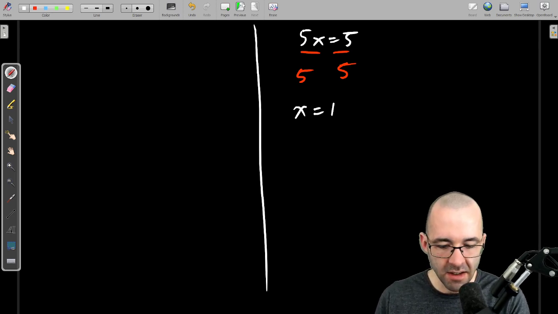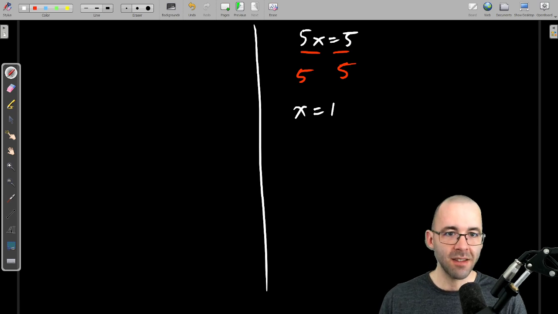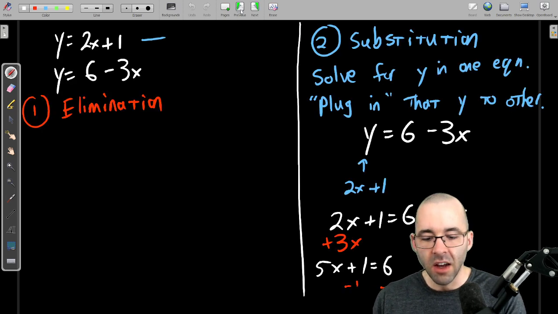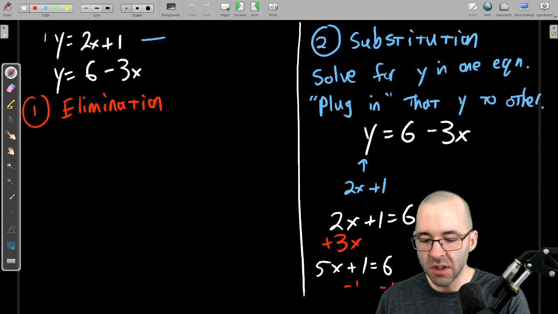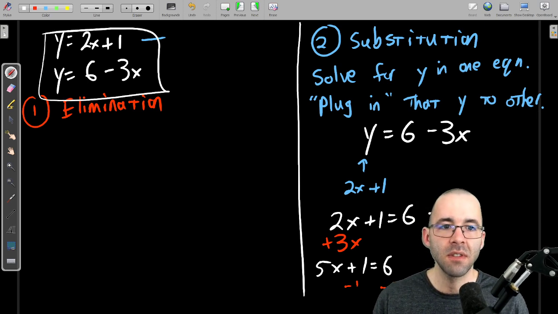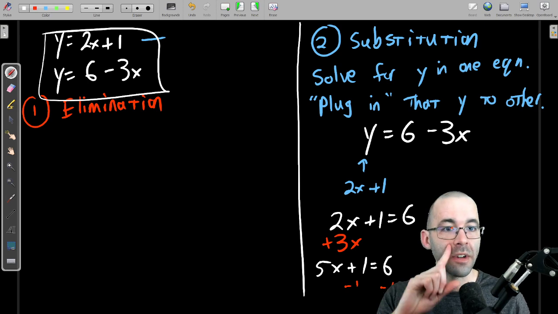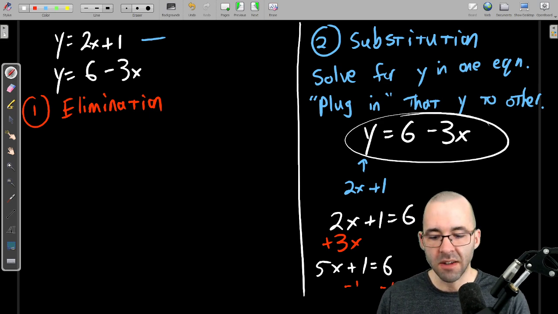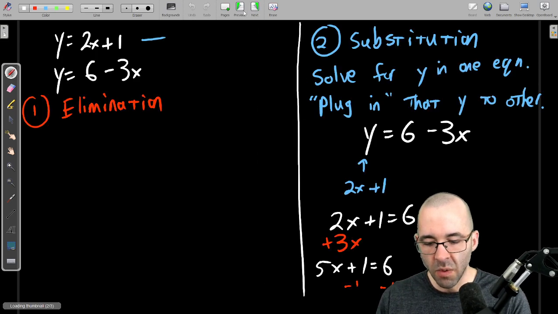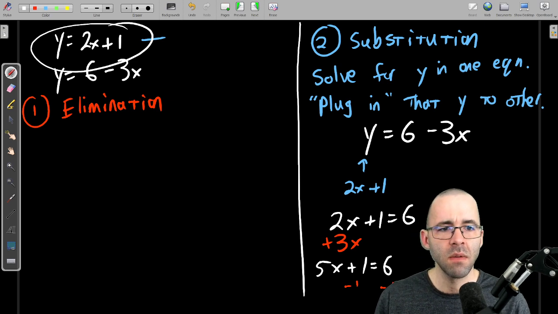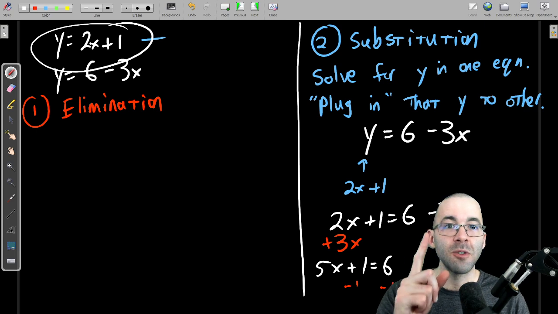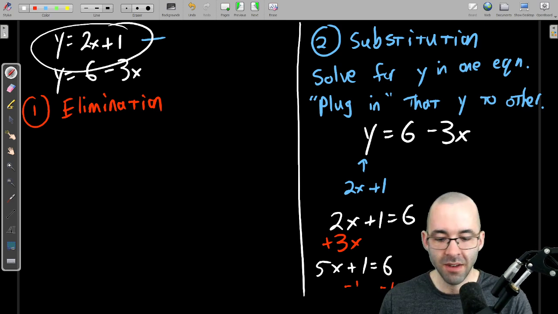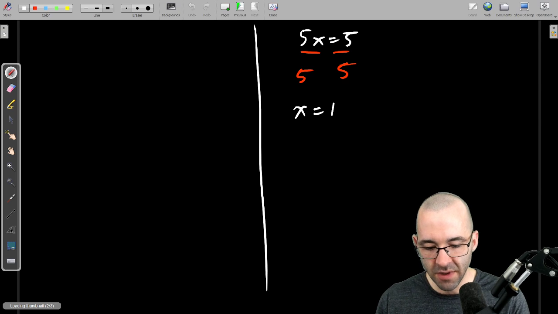But that's not our answer. It's part of it. It's right. We're just not done. We're looking for the solution to both of these equations. I have the x coordinate, but we still need the y coordinate. So we know that y is 6 minus 3x. We also know that y is 2x plus 1. It actually doesn't matter which one we use here, because the solution will be true for both. So we can use either one, your choice.